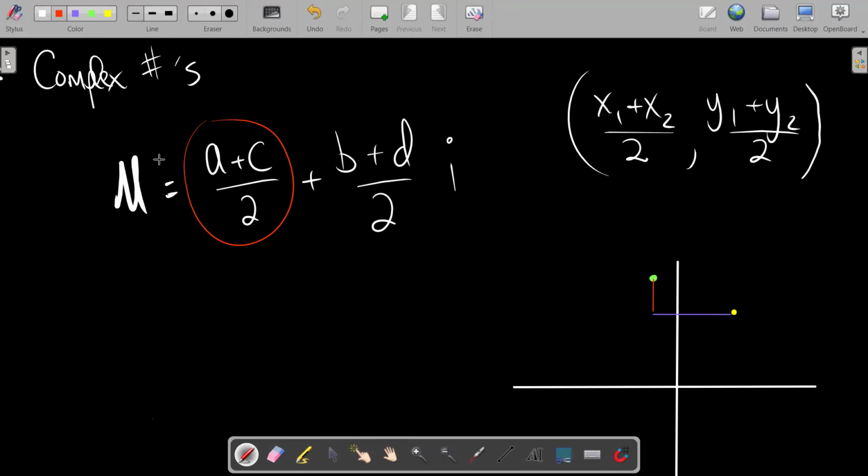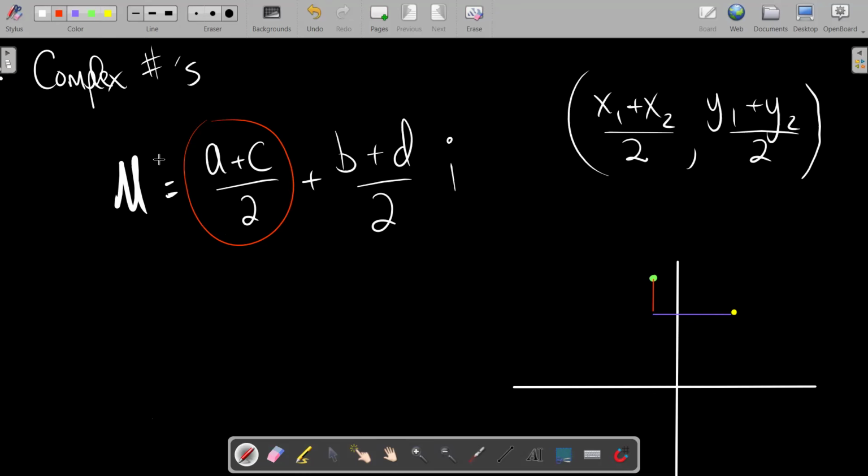Nope. Average. You're finding something called an average. And so what this is going to boil down to is you're going to find the average of the real coordinates. You're going to find the average of the imaginary coordinates and call it a day. Again, a simple classic case of a formula that looks really difficult but is not.